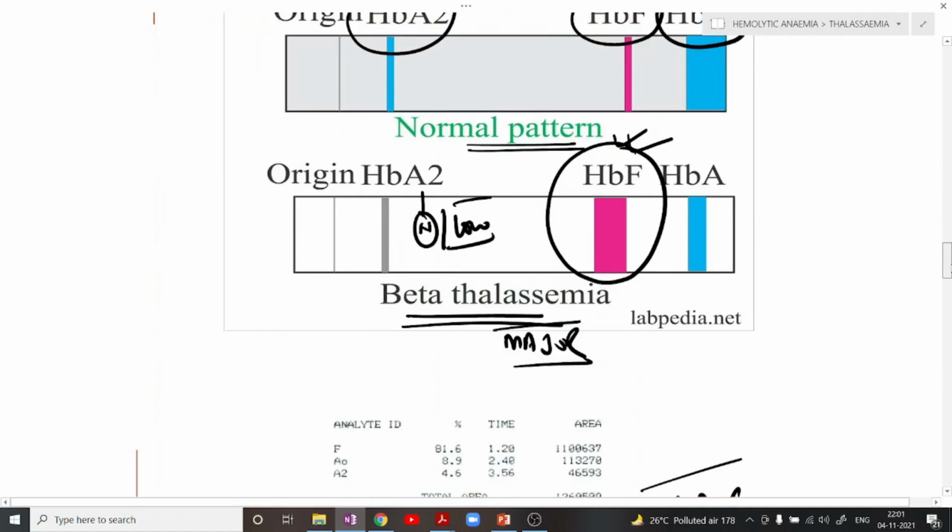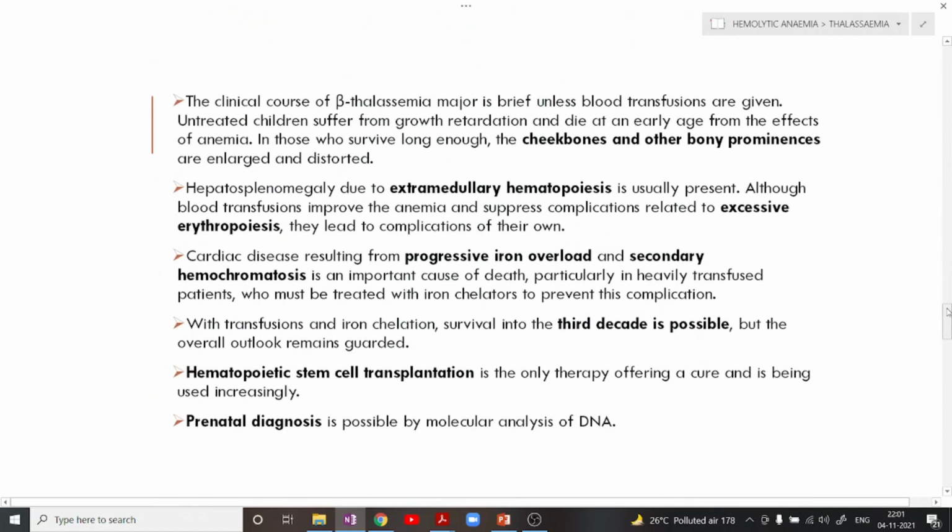So these are the diagrams that we have already seen in the lab diagnosis. We have already seen how the faces are. There's a prominence of the cheek and cheekbones. Okay, there is hepatosplenomegaly, which we have already seen, which is a result of extramedullary hematopoiesis.